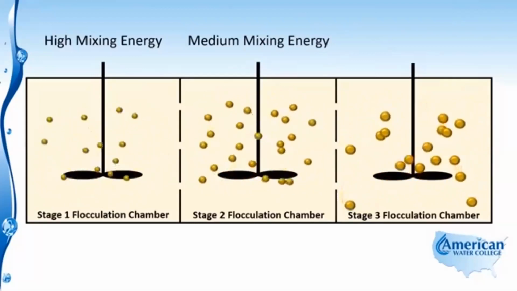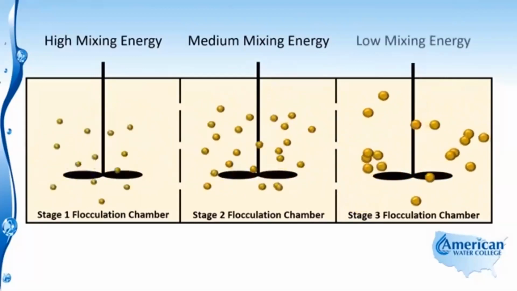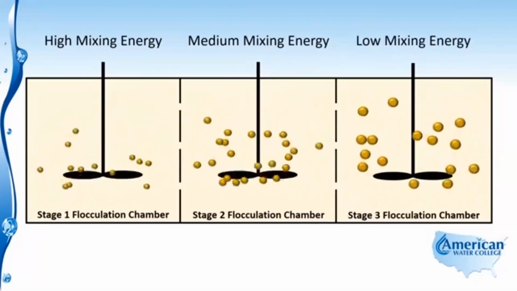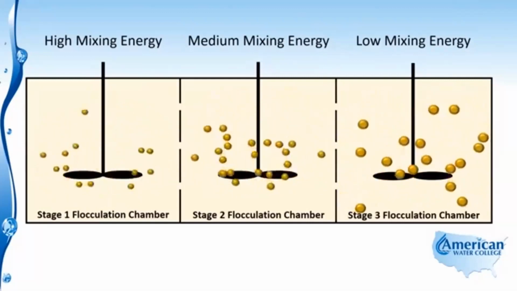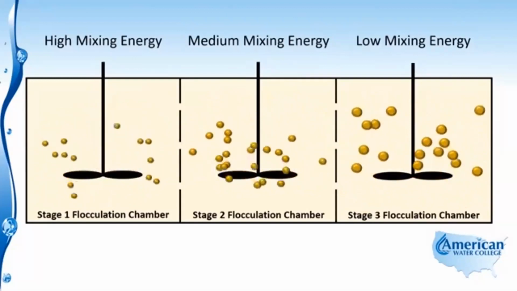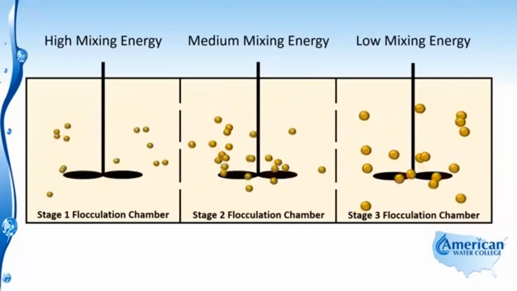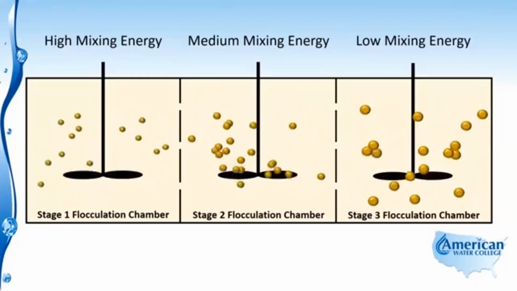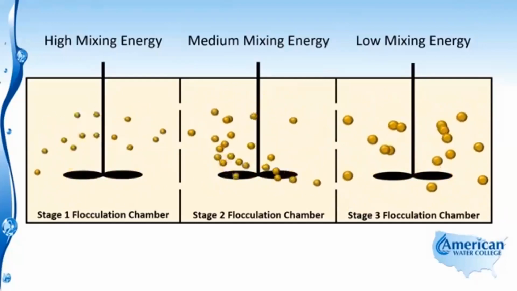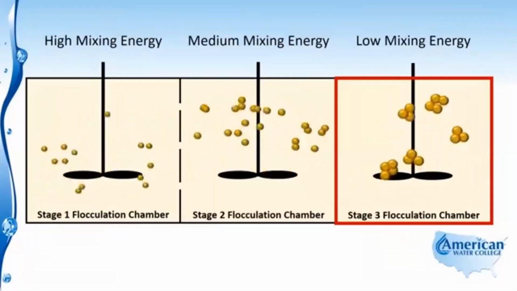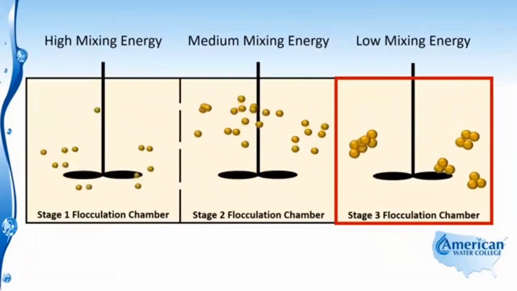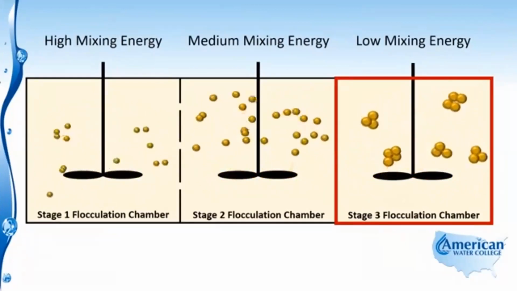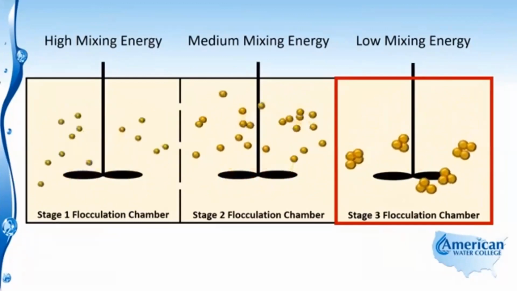And then finally, in the third chamber, we have low mixing energy, and that low mixing energy allows the flock to continue to get bigger and form a flock that will be able to settle in the sedimentation basin. And as the flock gets bigger, we want the mixing energy to be less and less so the flock does not come apart. So notice here in this third stage chamber, we've seen the particles even get bigger as they attach with one another. This flock is now ready to settle in the sedimentation basin.